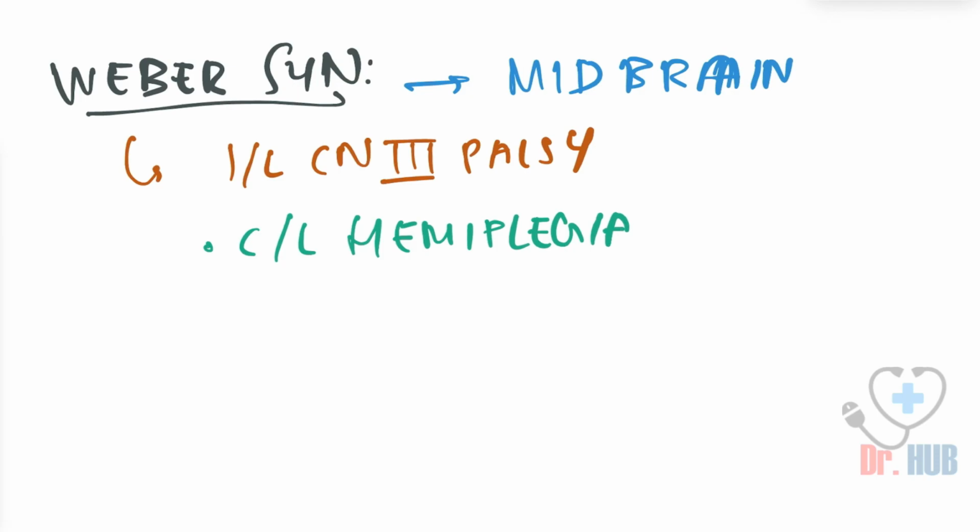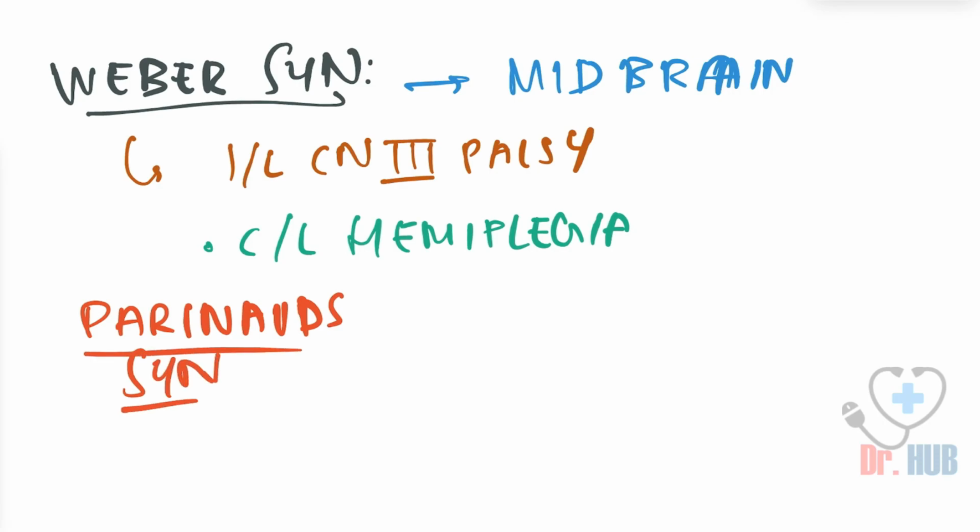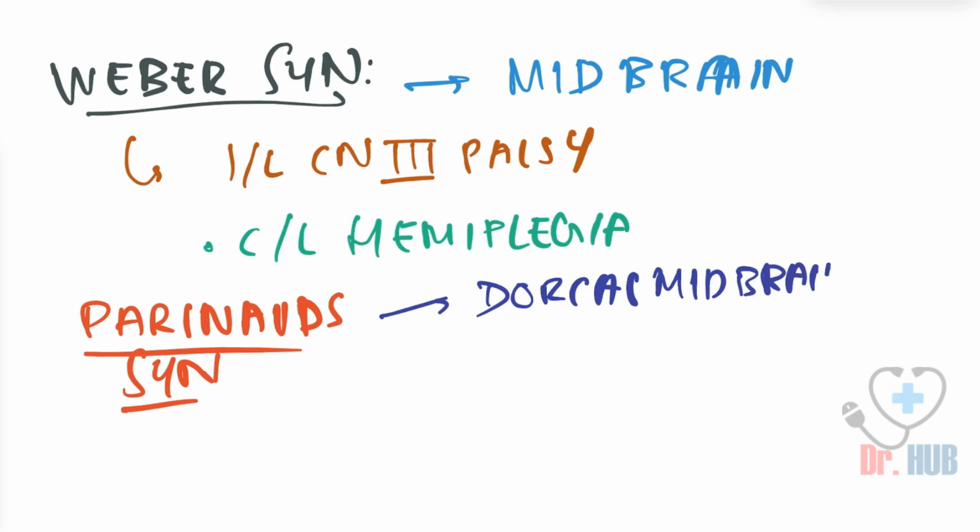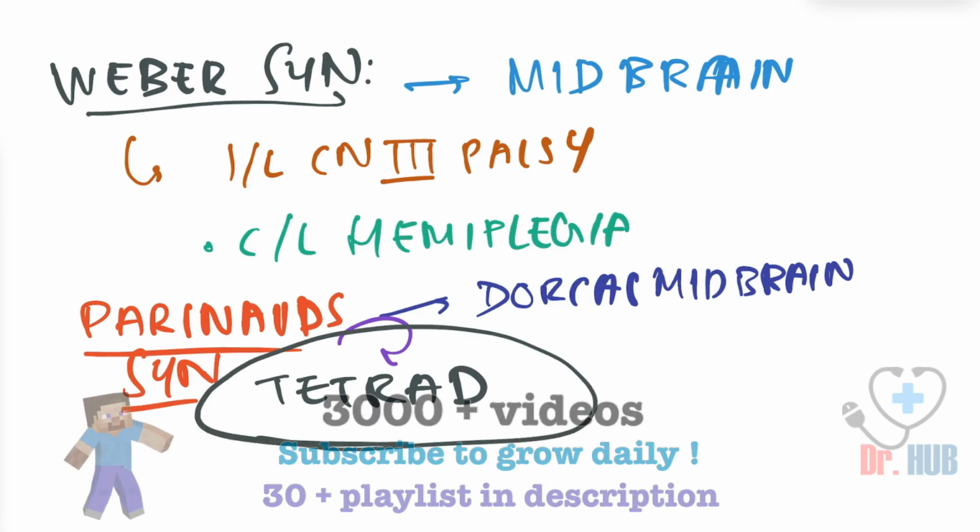Then we move on to the Parinaud syndrome. It is a lesion in the dorsal midbrain. And what are the clinical features? The clinical features include a tetrad of symptoms. There is a famous tetrad, so we will look at the tetrad. Before that, we'll just summarize what we did.